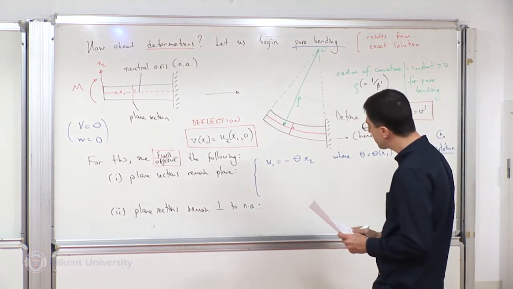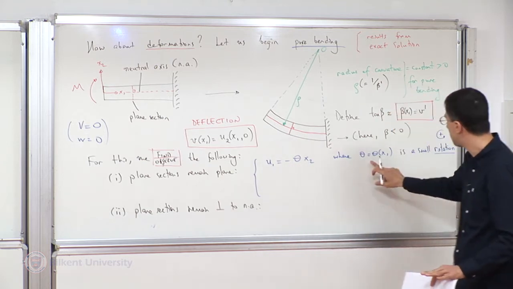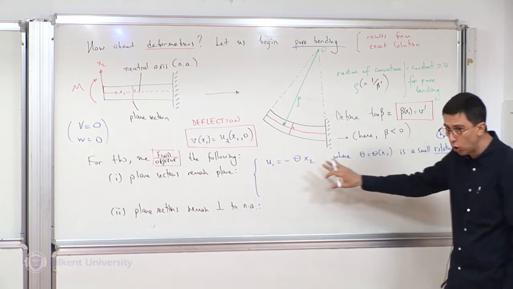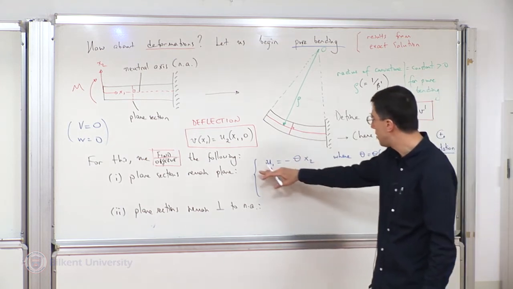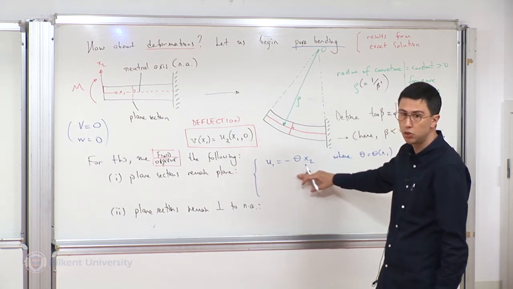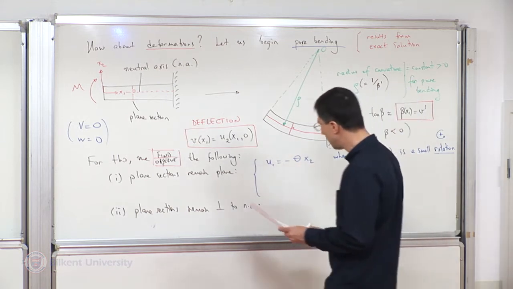So moreover, what is theta? I don't know yet. It is some small angle of rotation, okay? But I don't know what theta is yet. I just know that because plane sections need to remain plane, I need to be able to express u1 as a linear function of x2, the constant having to do with rotation.